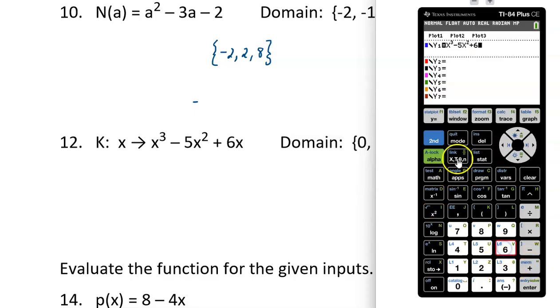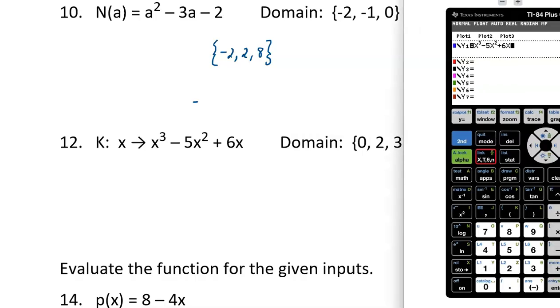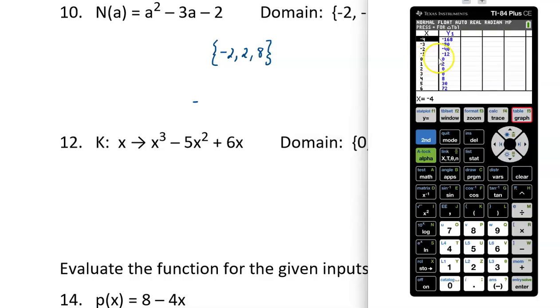And then plus 6x. So on the calculator, we're using the letter x as our input variable. And for number 12, it's also the letter x. On the calculator, the letter y is our output variable, but in number 12, it's the letter k. When we look at the table, we're interested in 0, 2, and 3 as our inputs. Second table. When x is 0, y is 0. When x is 2, y is 0. And when x is 3, y is 0. The range is 0.